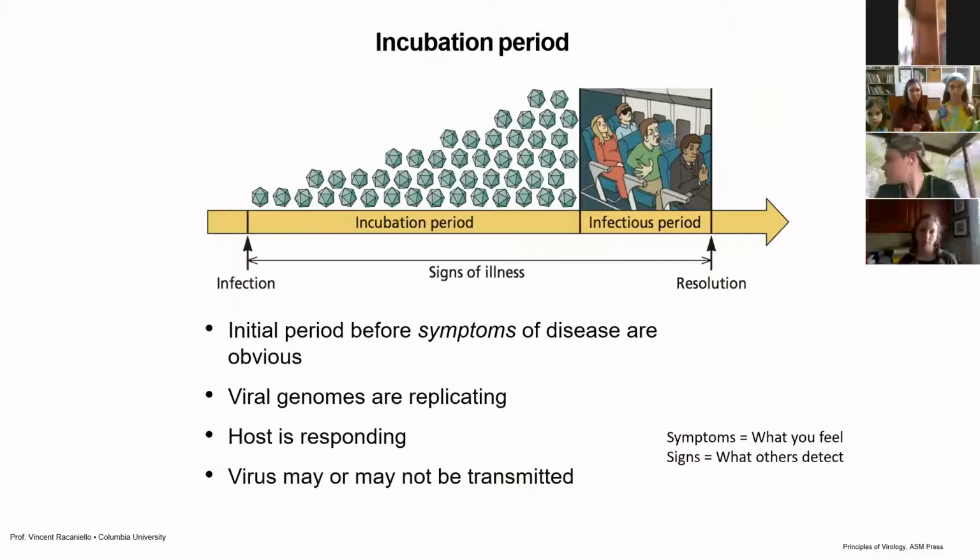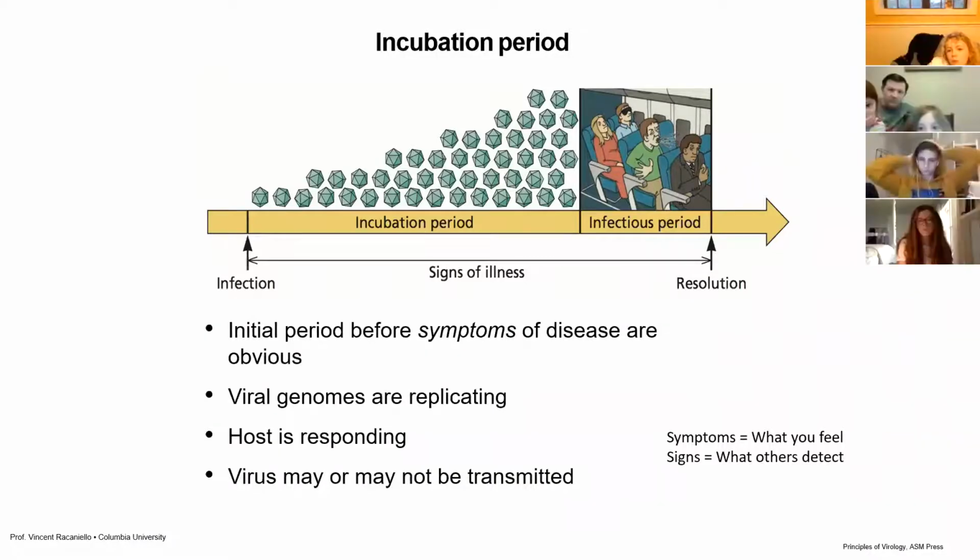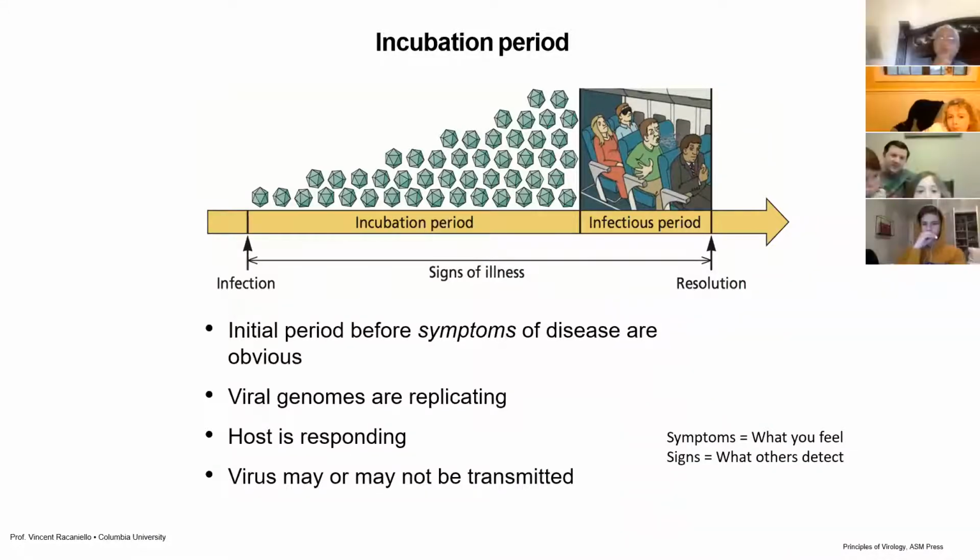An important part of the virus life cycle is the incubation period. So the incubation period is the time when you get infected and the virus is making more and more copies. And this is before the symptoms of disease are obvious. So you might be feeling a little off or a little tired, but you don't really realize you're sick yet. So your immune system is starting to respond. And at this time, some viruses can be transmitted even before you feel sick. So measles virus, before you develop any signs of disease or a fever, you've already been spreading it around for a couple days.